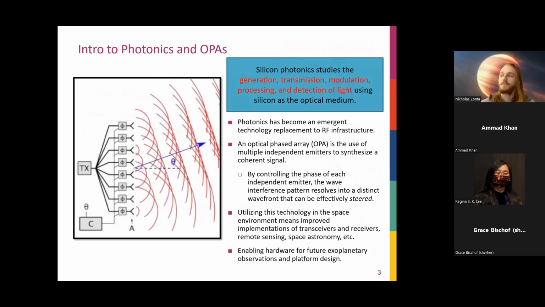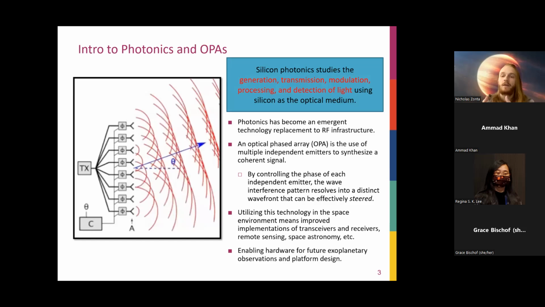So I'll reiterate once again for everyone that silicon photonics studies the generation, transmission, modulation, processing, and detection of light using silicon as the optical medium. And as such, photonics have become essentially an emergent technology to replace old RF infrastructure, where RF infrastructure is essentially limited by the frequency, bandwidths, and power through their systems. Photonics essentially blows past all those margins on every front, and it has been sort of decided to be the way forward with this respect.